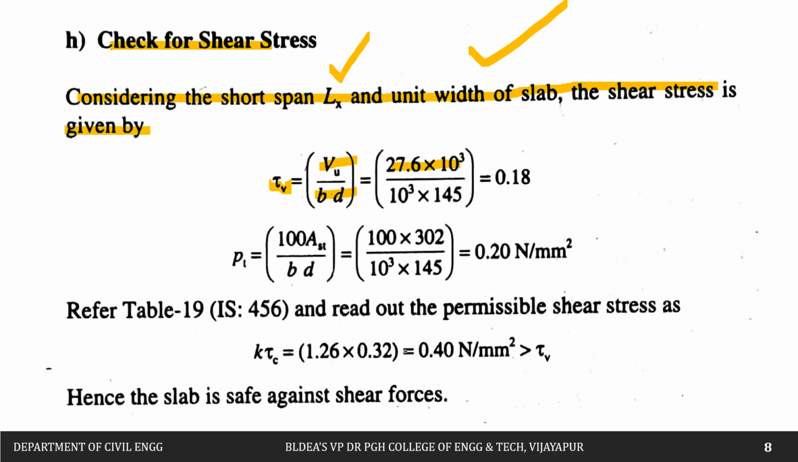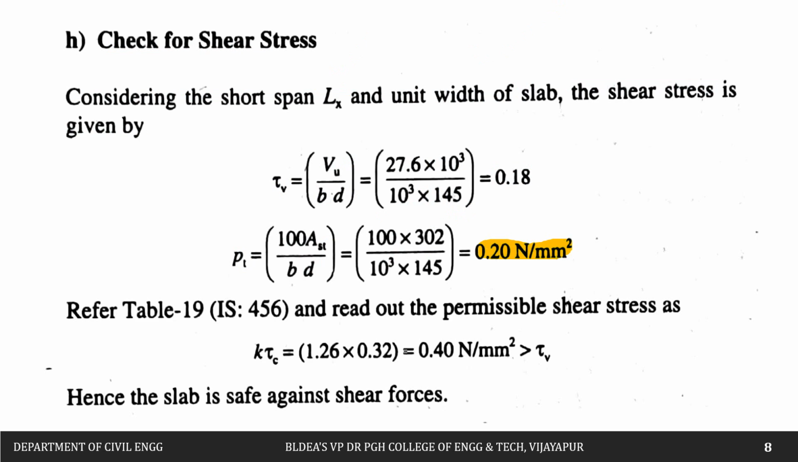So Vu already we have calculated, design shear, that is 27.6 into 10 raised to 3, we have converted it to newtons, divided by B into D, that is 1000 multiplied by D is 145. So therefore tau V will be equal to 0.18. Then next is, let us try to calculate the PT, that is AST by BD multiplied by 100. So AST provided is 302, B is 1000, D is 145 multiplied by 100. So you'll be getting answer as 0.2 Newton per mm square.